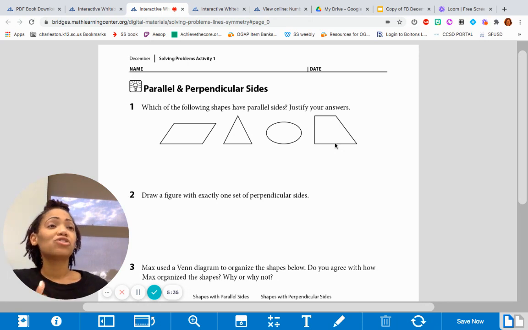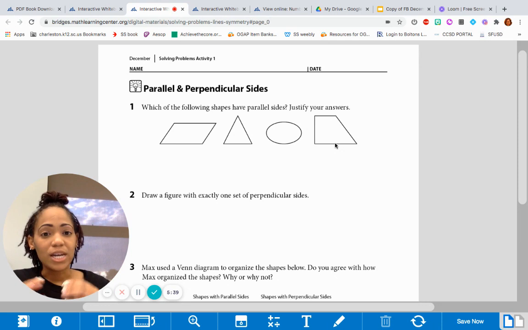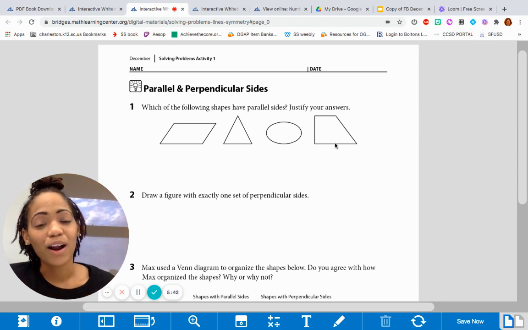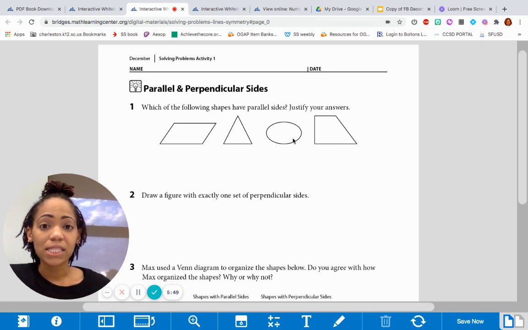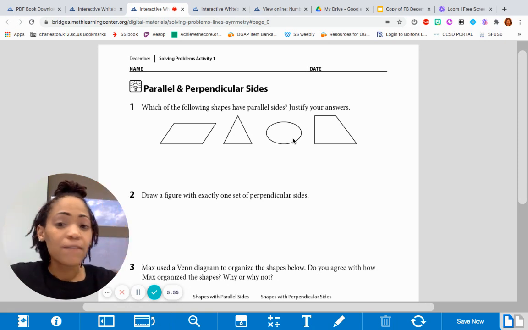Making sure that you can justify your thinking by coming up with things that would not be right to prove those things that you think or know are correct. So, which of the following shapes have parallel sides? What do we know about parallel sides? Right, they run in the same direction. They never, ever cross.